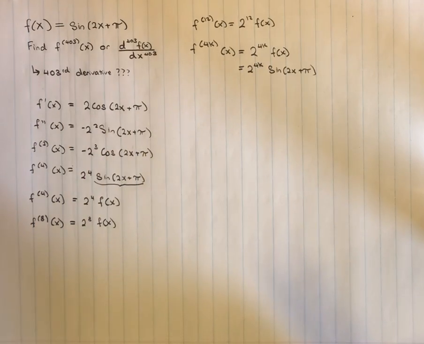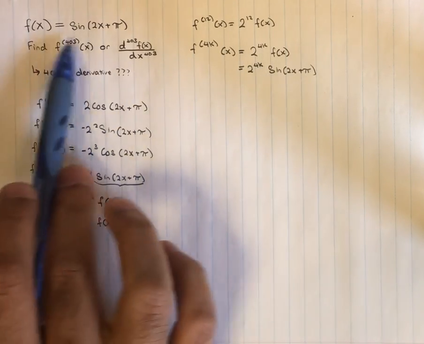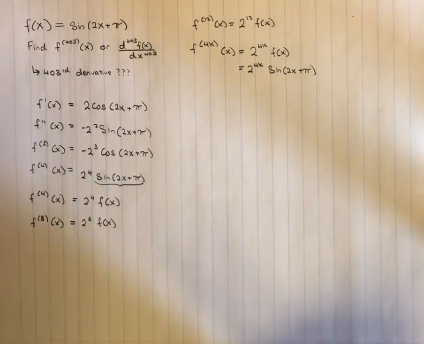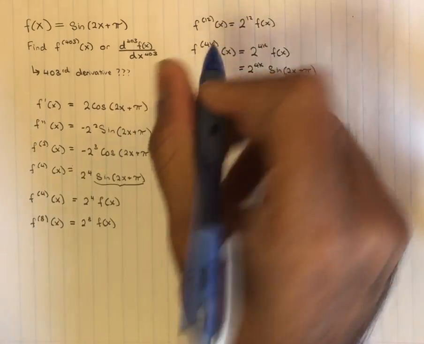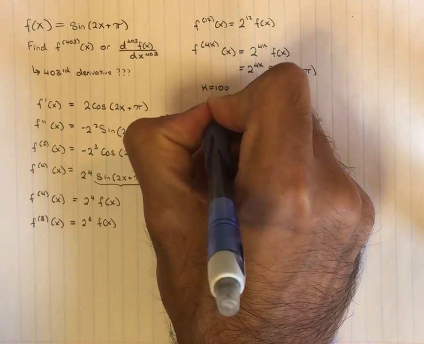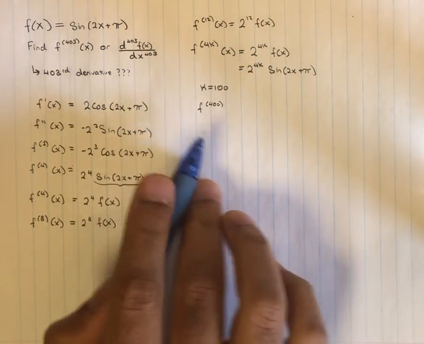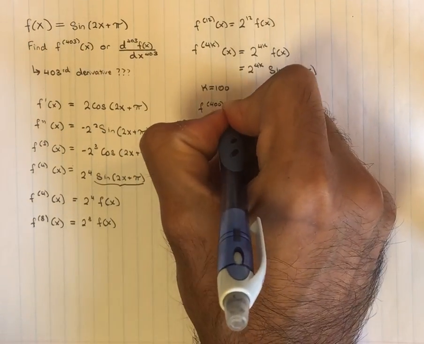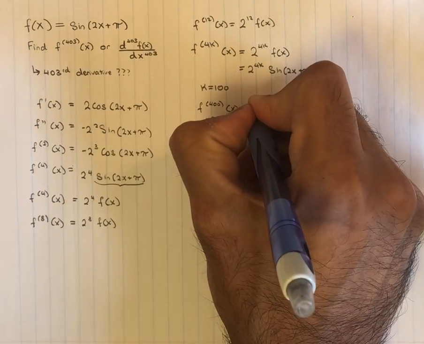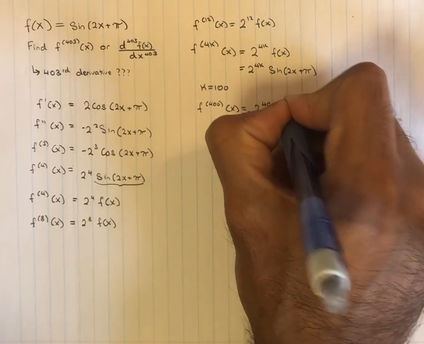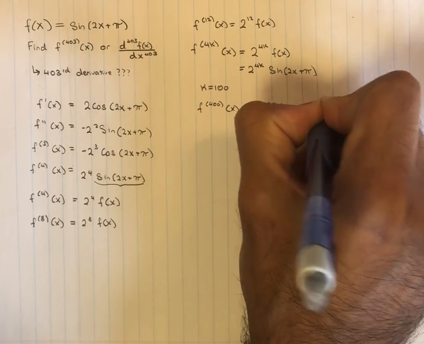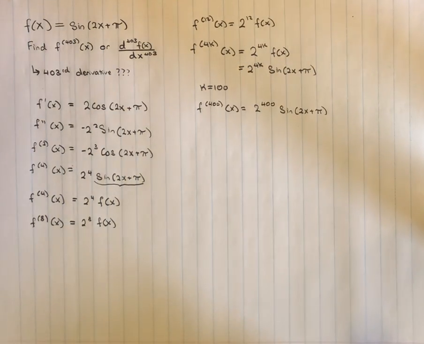So now that we have this pattern, we want to find the 403rd derivative, but 4k is not directly divisible by 403. But fortunately for us, we know how to take derivatives once we've reached a certain point. So if we just choose k to equal 100, then we're going to get the 400th derivative. And once we have the 400th derivative, we can just take 3 more derivatives and find the answer we need. So the 400th derivative is just 2 to the power of 400 times sine of 2x plus pi. This is just using our formula from above.